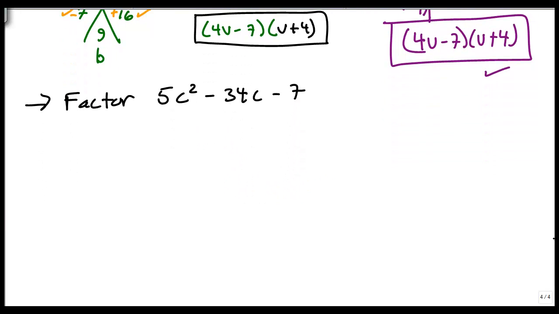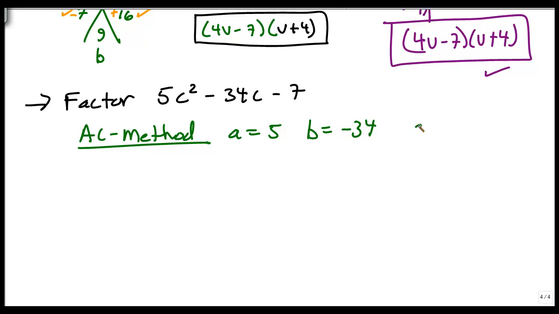Now if you do a reverse FOIL on this, you know it's going to start with a 5 and have a 7 involved as well. So you can reverse FOIL this, but it is a little bit more complicated. I'm just going to go after the AC method here. A is 5, B is negative 34, and C is negative 7. AC, we're going to get some big numbers out of this. So if we have AC, we have 5 times negative 7. So we get a negative 35 here. And then down here we have negative 34.